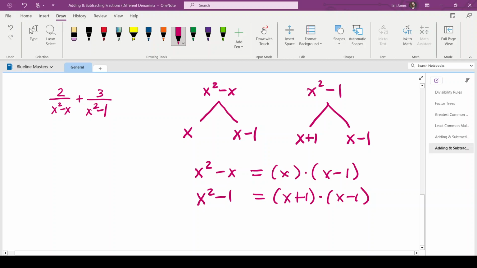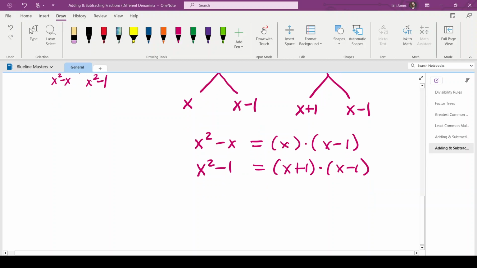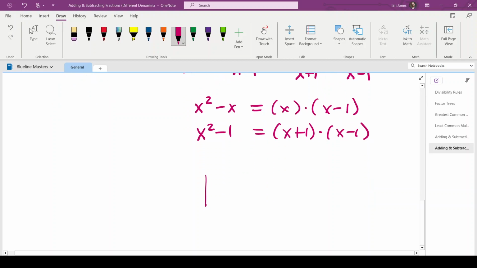Okay? And now for the LCM, I'm going to use exactly the same method as before. I'm going to pretend that I'm out shopping and I need to get all the ingredients so that I can make either that or that, depending on which one my wife tells me when I get home at the end of the day, but I'm not going to buy any extra ingredients. So I'm going to look at this. How many x's do I need? I need one x. How many x minus 1s do I need? I need one x minus 1.